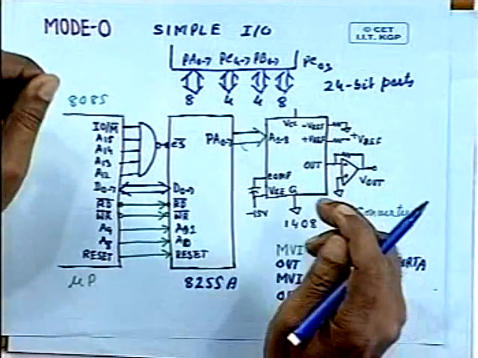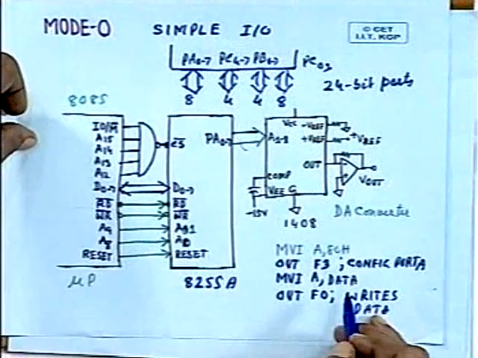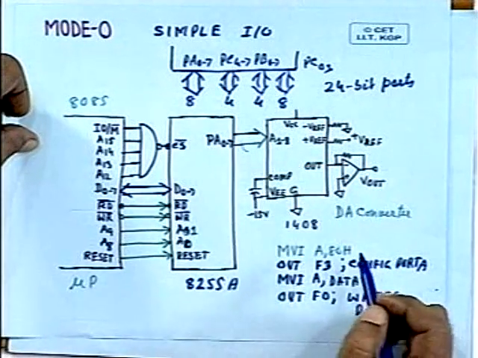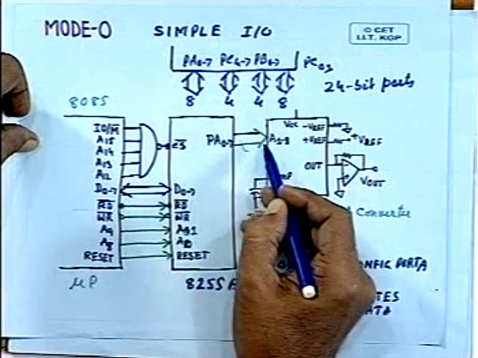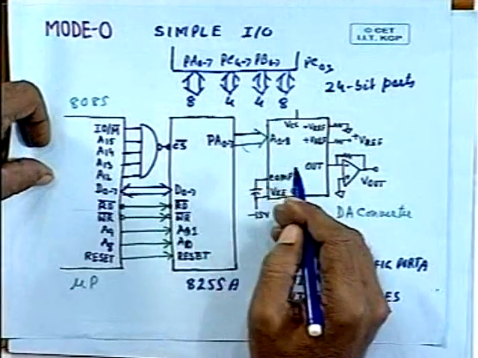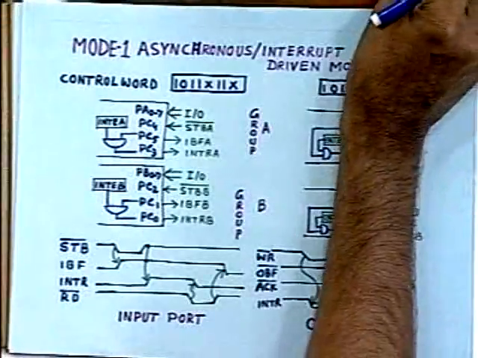So you have seen how the 8255 can be used in mode 0 as an output port. In a similar manner, you can use it as an input port. Only difference will be that port A has to be configured as an input port by writing a suitable value into the control register. Now let us see how it works in mode 1.